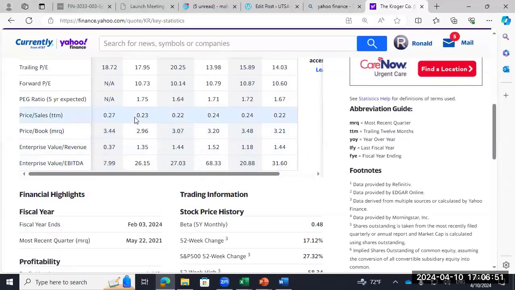But yeah, perfect. The price to sales is 0.23. Wow. Thanks, Carlos. That's a perfect example. That looks like a really cheap stock, doesn't it? What's their enterprise value to revenue? 1.35. That doesn't look so good, does it? Makes a big difference if you do that.